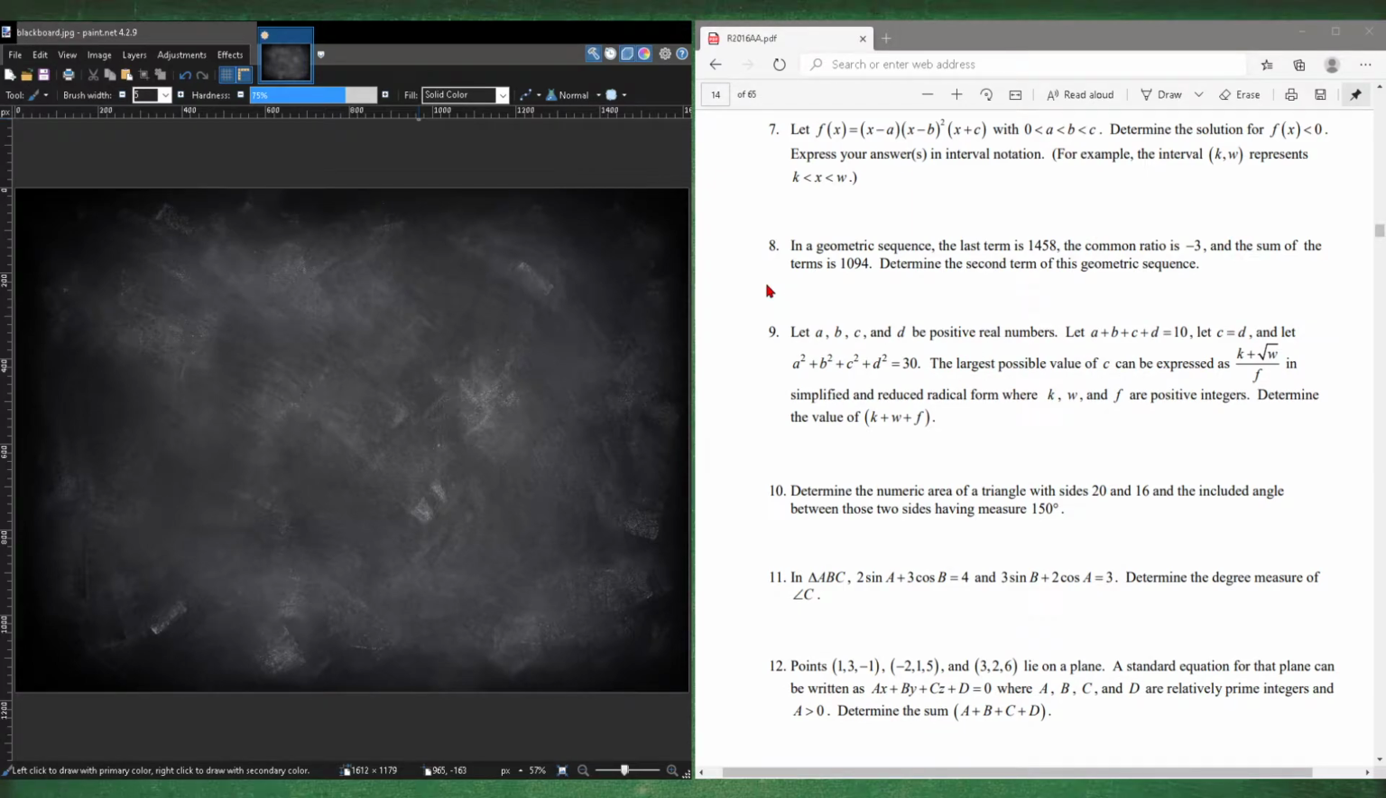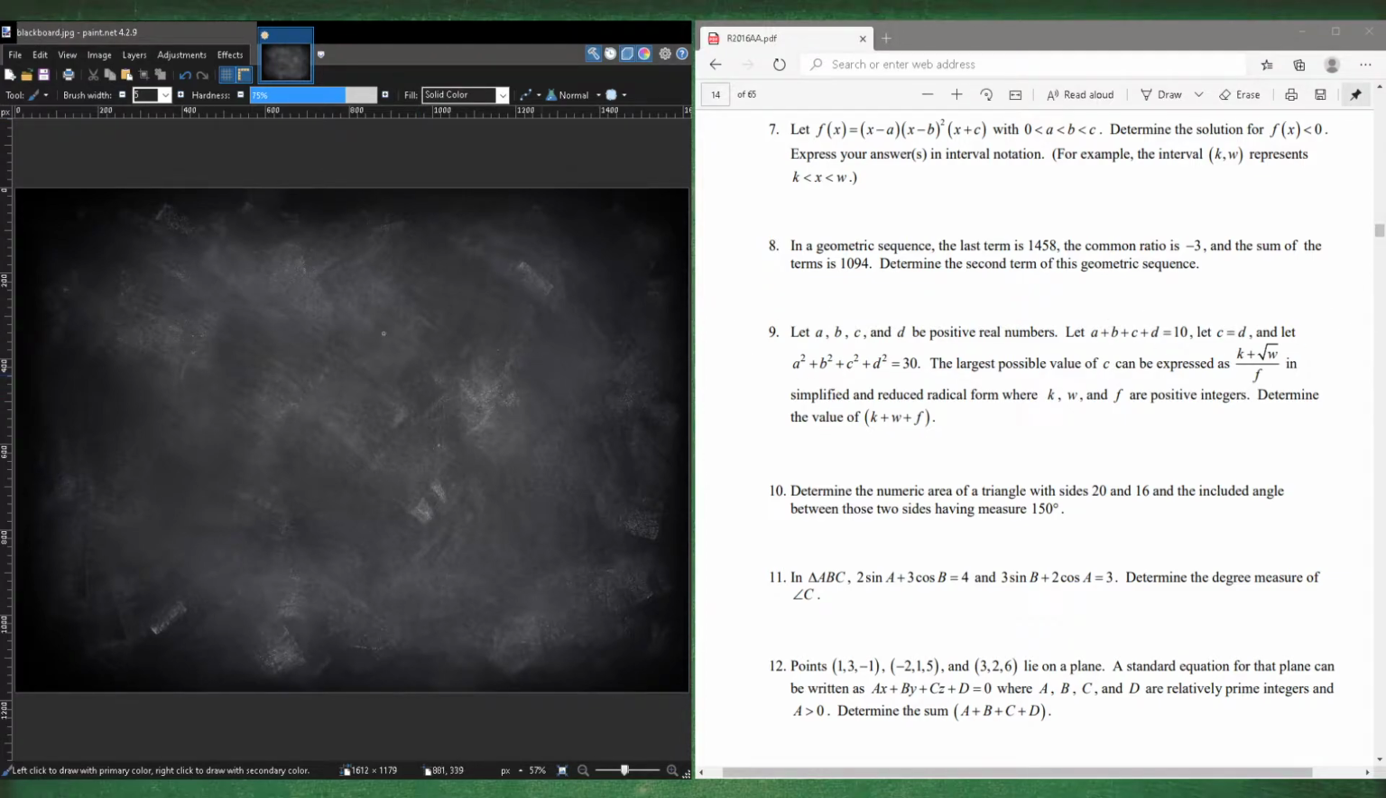Let A, B, C, D be positive real numbers. A plus B plus C plus D equals 10. C is equal to D, and A squared plus B squared plus C squared plus D squared is equal to 30. And then the largest possible value of C is K plus square root W or F. Find K plus W plus F.